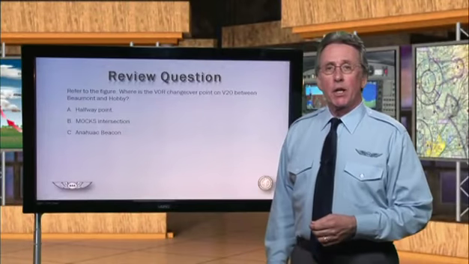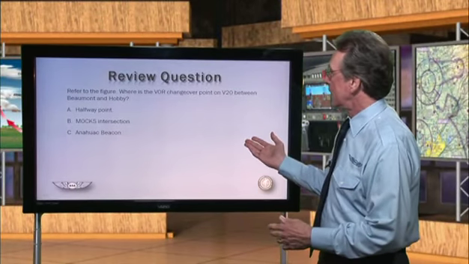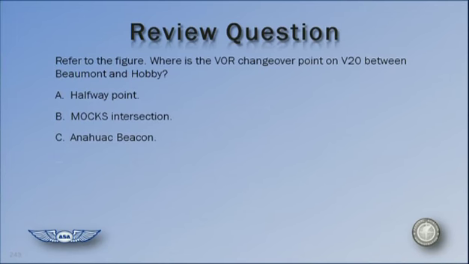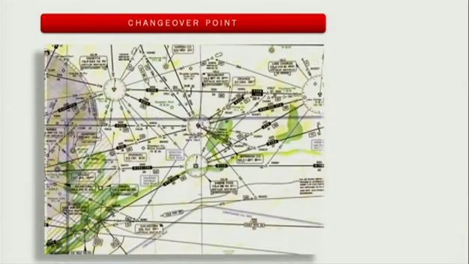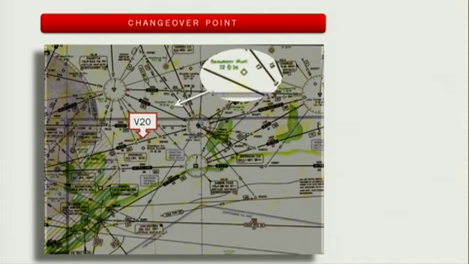Welcome back to the studio. Let's review some of the information you just covered with a couple of questions. We're going to ask you to refer to a figure here in a moment. Where is the VOR changeover point on Victor 20 between Beaumont and Hobby? Well, let's take a look at our chart and see how we figure this out. First, we find Victor 20. That's located right there. Then we take a look at an overlay of the Beaumont Municipal Airport there.